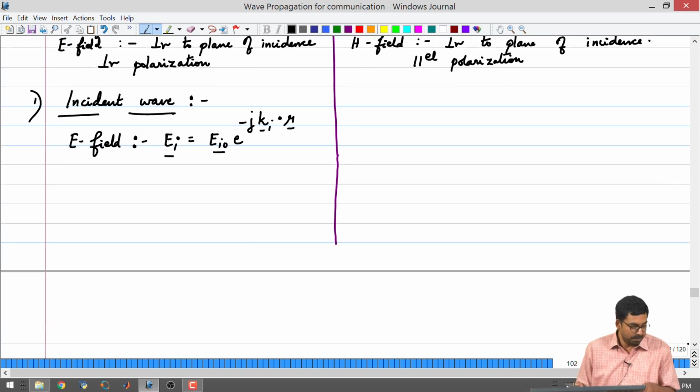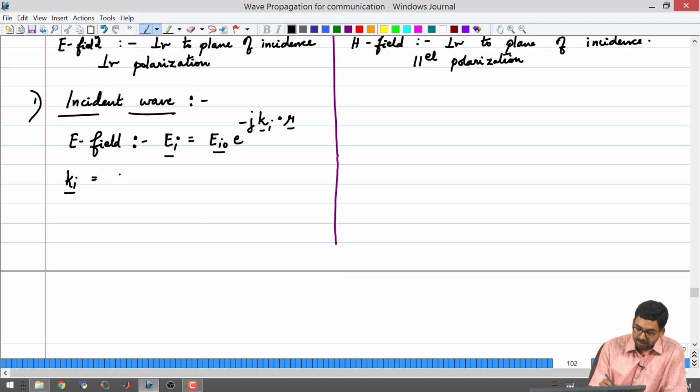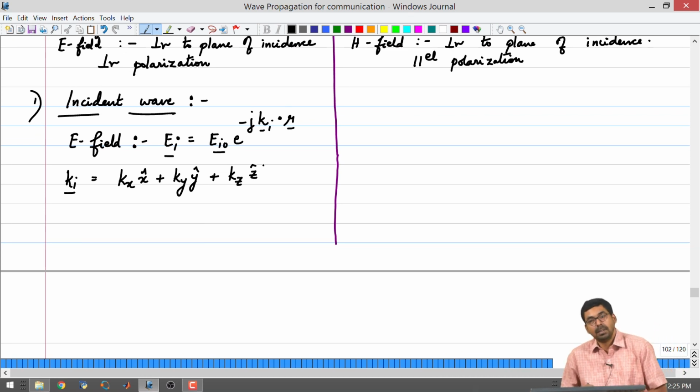Okay. So, from one of the previous lectures, we will remember that k I in arbitrary direction will have components in x, y and z axis.